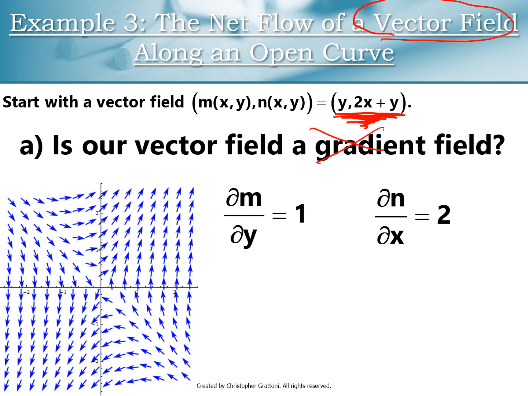Therefore, we don't have path independence, and we are not guaranteed that the net flow of our vector field along a closed curve is going to equal 0. So you want to be very careful in these cases. So you actually have to crunch the numbers.